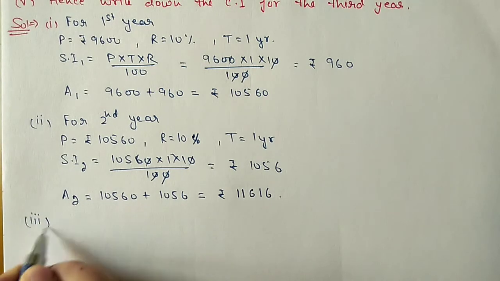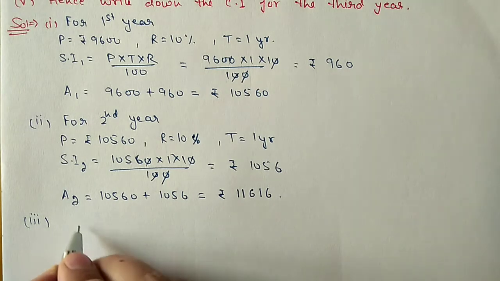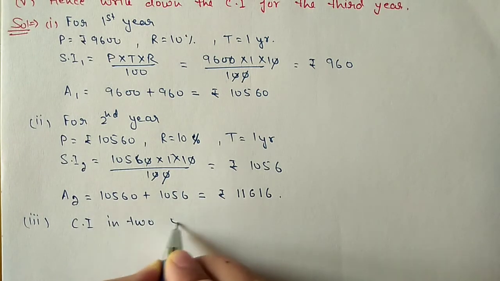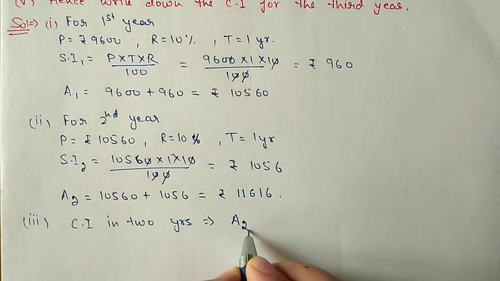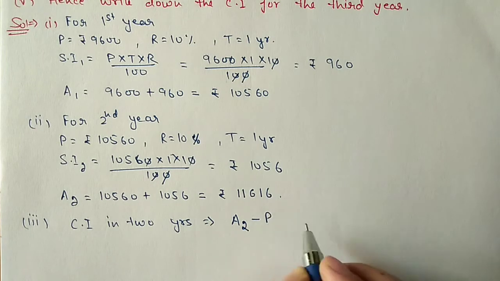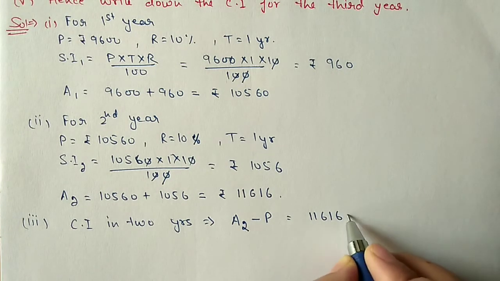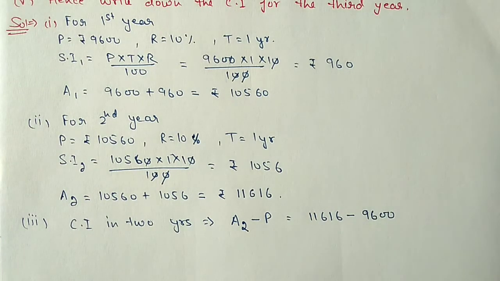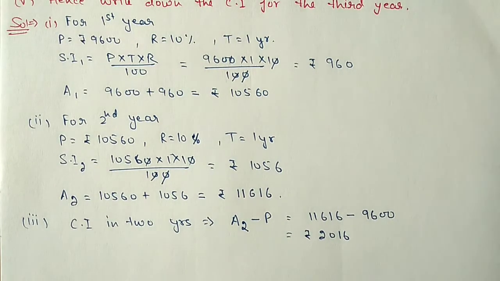Third part, we have to find out compound interest earned in 2 years. So compound interest in 2 years will be final amount, meaning this A2, minus initial principal. Final amount was 11,616 and initial principal was 9,600 rupees. After subtraction, we will get 2,016 rupees.